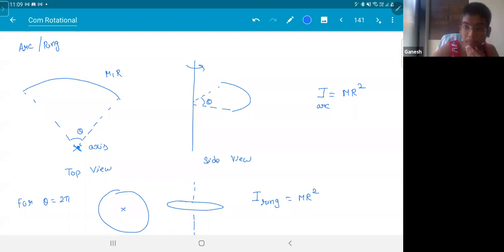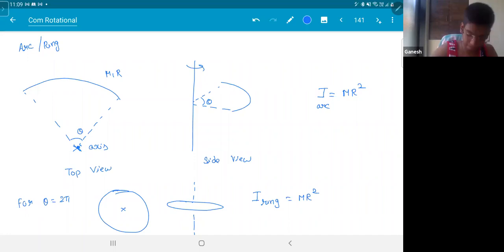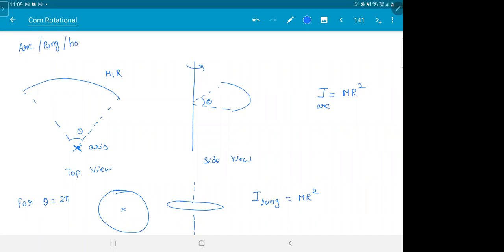Sir, can you show the previous page once? Done, sir. So arc, ring, hollow cylinder, all three have same answer. I'll show hollow cylinder on the next page. Put it down.